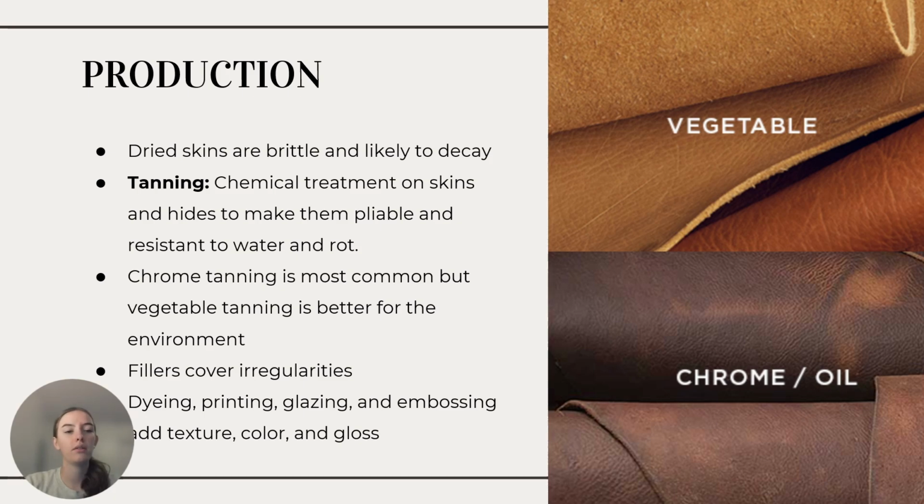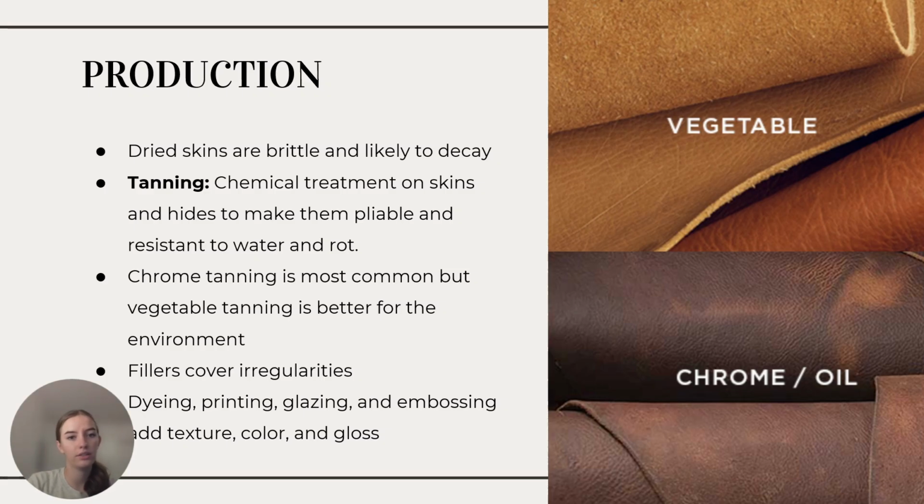So when they make leather, they'll take all the hair off of the skin or the hide, and then it'll dry. But the dried skins are brittle and likely to decay, so they have to go through a process called tanning. And tanning is just a chemical treatment on the skins and hides that makes them pliable and resistant to water and rot.